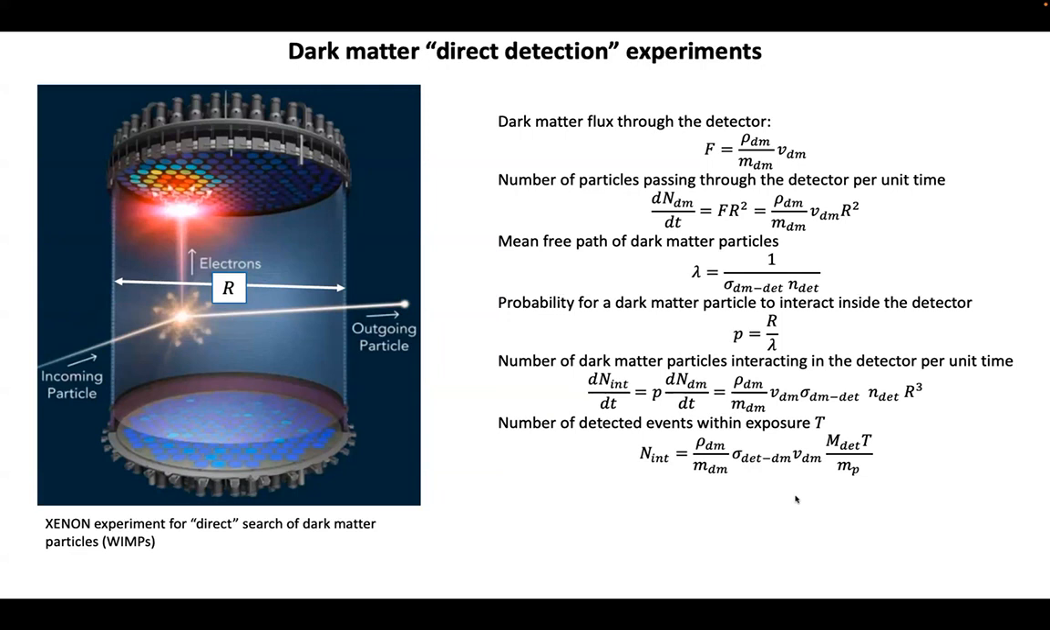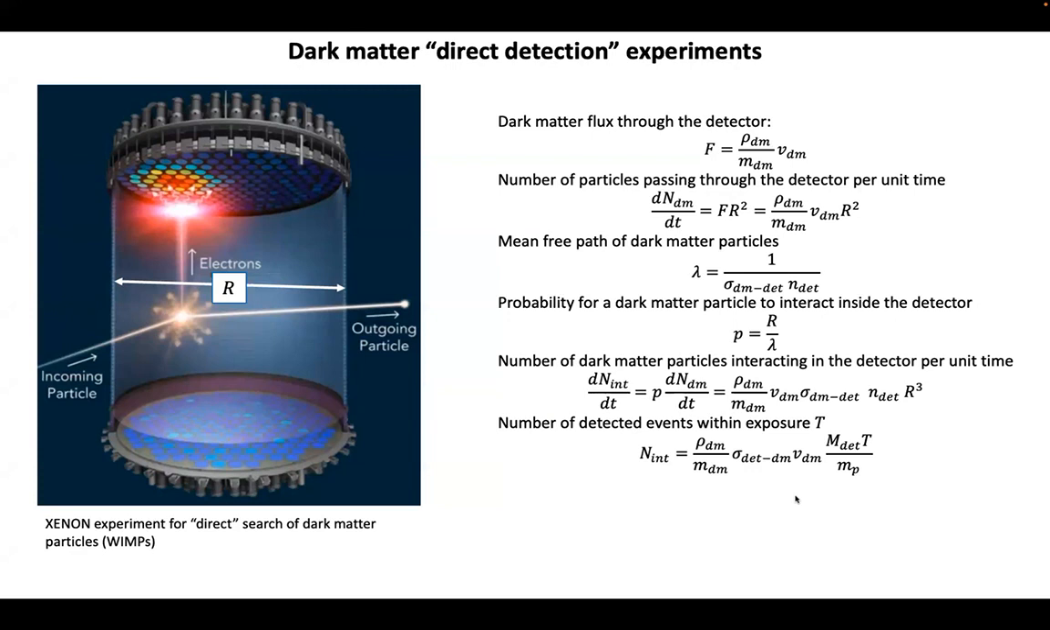This is the first equation. The flux is the density of the particles, this is mass density divided by the mass of the particle, times the velocity, right? So the density is measured in 1 per centimeter cube. Velocity is measured in centimeter per second, right? So the flux is the number of particles, a dimensionless thing, passing through every centimeter square per second, right? So this is the combination that we need.